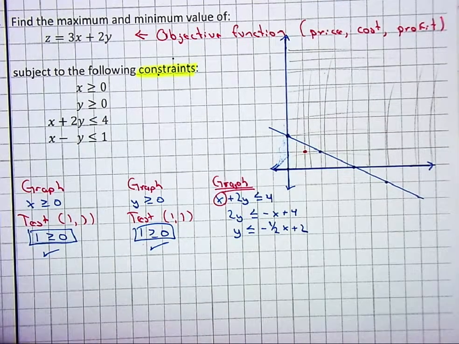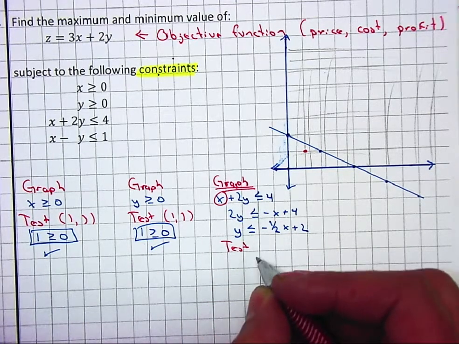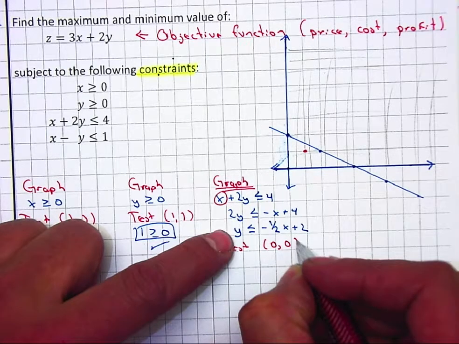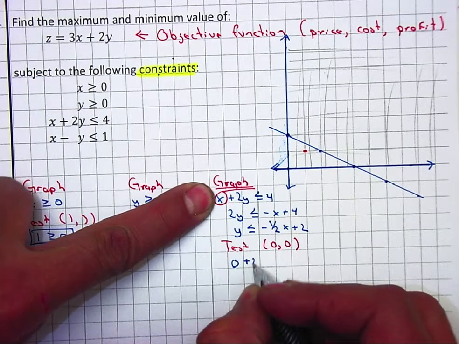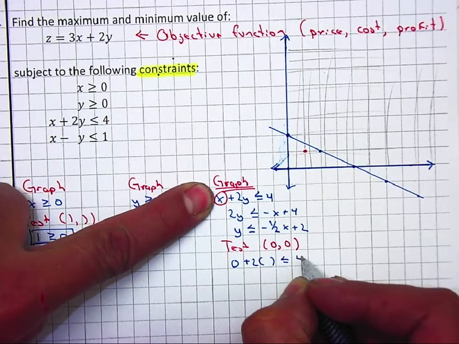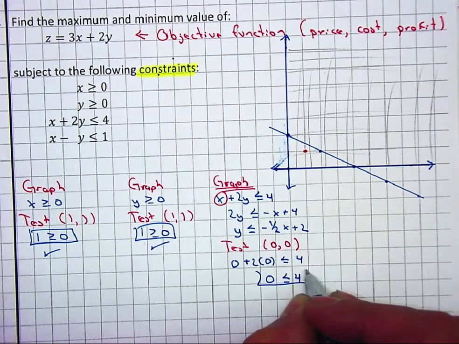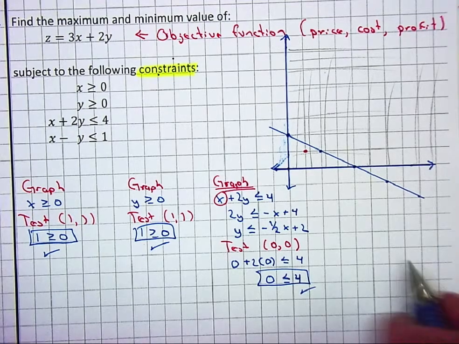I'm going to test a point. Now when I test a point, I prefer to test it on the original inequality. And I can test 0, 0. Or you can test it on this one if you want. Most likely I'm going to test it on this one. 0 plus 2 times 0 less than or equal to 4. That'll be 0 is less than or equal to 4. That is a true statement as well.